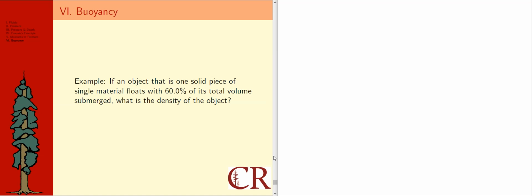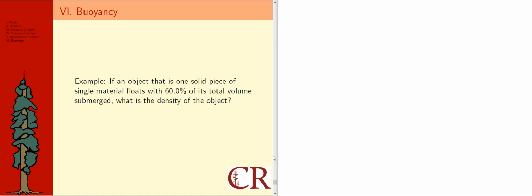If an object that is one solid piece of single material floats with 60% of its total volume submerged, what is the density of the object? Now, we're talking about a floating object here, and we're talking about density, and we're given information about the volume that is submerged, which is really the volume displaced.